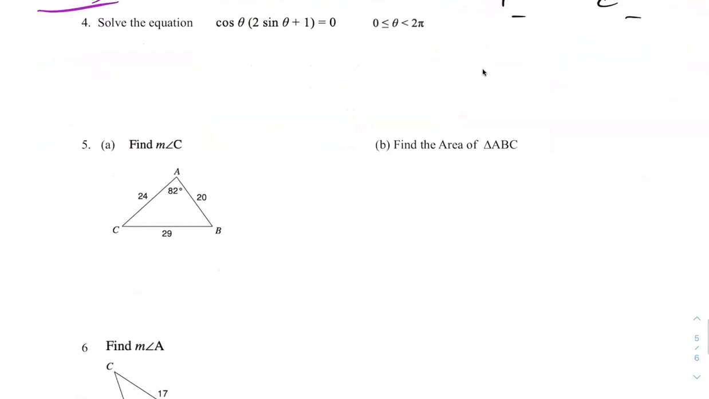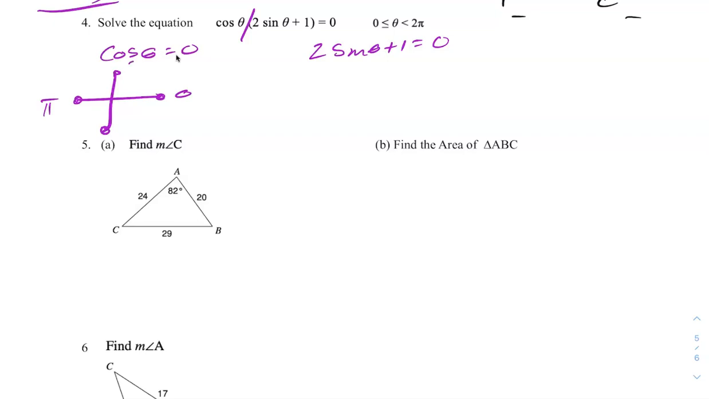Next one, solve cosine theta times 2 sine theta plus 1 equals 0. So we're going to split it: cosine theta equals 0, and 2 sine theta plus 1 equals 0. Now solve each one separately. So cosine theta equals 0. That's on the unit circle. Anytime sine or cosine equals 1 or 0, it's on the unit circle. So 0, pi over 2, pi, 3 pi over 2, 2 pi.